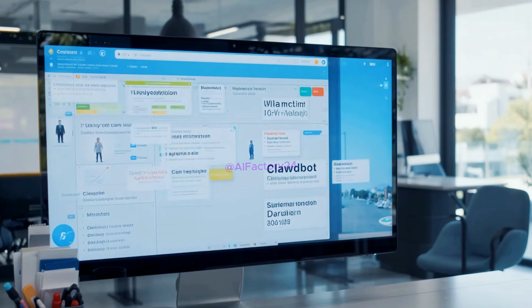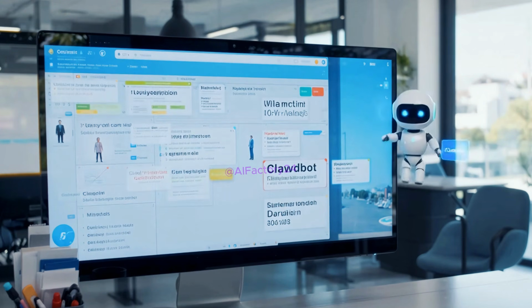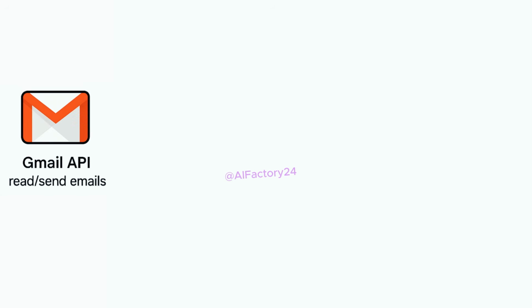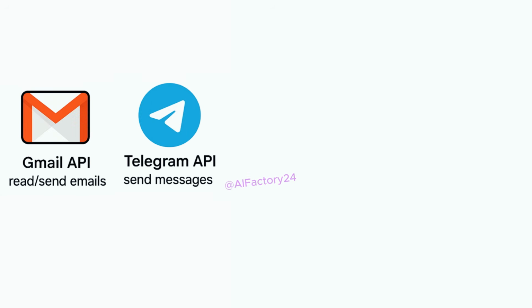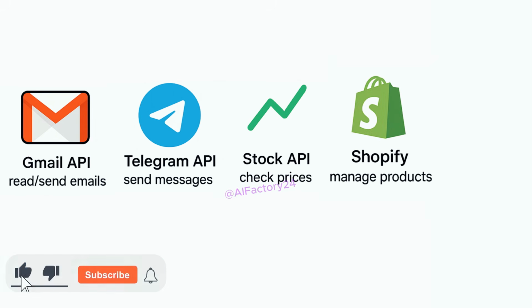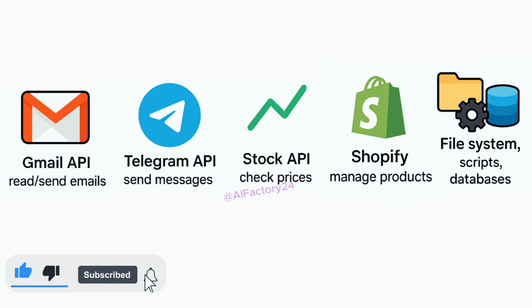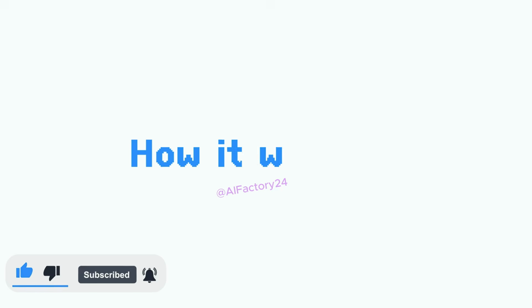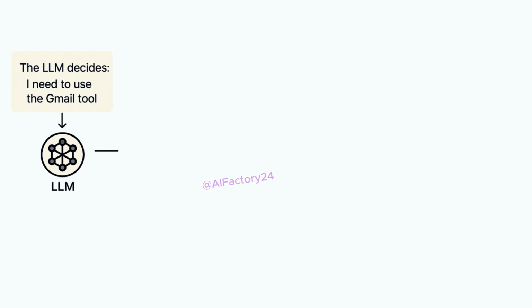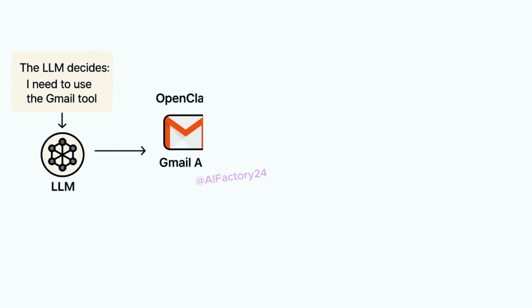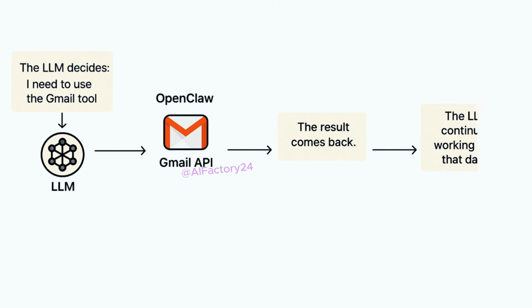OpenClaw connects the AI to tools. Examples of tools: Gmail API, read and send emails. Telegram API, send messages. Stock API, check prices. Shopify, manage products. File system, scripts, databases. How it works: the LLM decides, I need to use the Gmail tool. OpenClaw calls the Gmail API. The result comes back. The LLM continues working with that data.